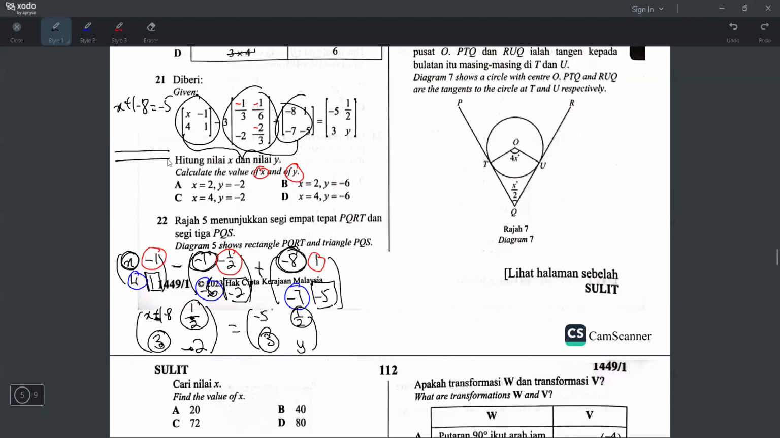And then nanti boleh cari x. And then nombor bawah kanan pun sama. So y is -2. Okay. Okay, let's find x now. So x plus 1 minus 8 is -7 equals -5. And then -5 plus 7 is 2. Okay. You can use your calculator to help you. So the answer is 2, -2. So A is the answer. Okay. So sudah siap?